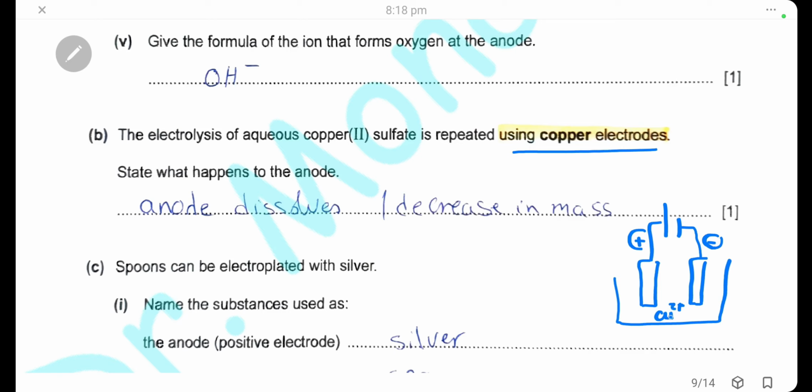The copper ions from solution will be attracted to the cathode where it gains 2 electrons and deposit as copper metal on the cathode, so the cathode will increase in mass, and the anode will ionize. The anode is also made from copper, so it will ionize to replace the copper ions in the solution, losing 2 electrons and converting into copper ions. So the anode will decrease in mass and finally it will dissolve because it will ionize to replace copper ions in the solution.